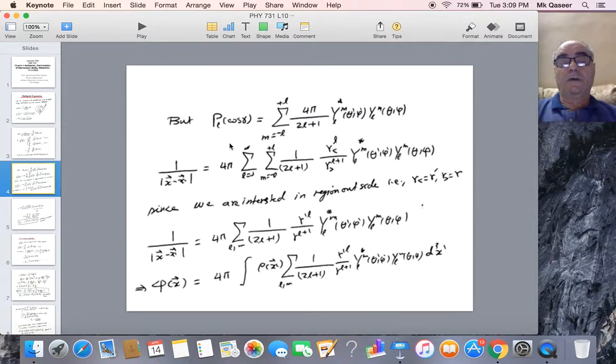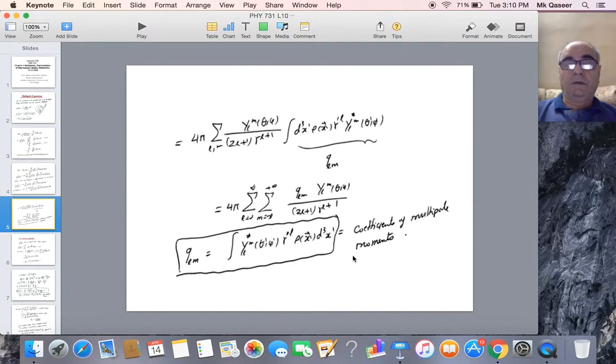We also have from previous lectures that P_L of cosine gamma is given in terms of the spherical harmonics. So substitute this in the 1 over |x minus x prime|, and we get this expression. Now let's take our field point greater than r prime, that's r greater than r prime, and use the second expression for 1 over |x minus x prime| and substitute this in the phi, so we get this expression.